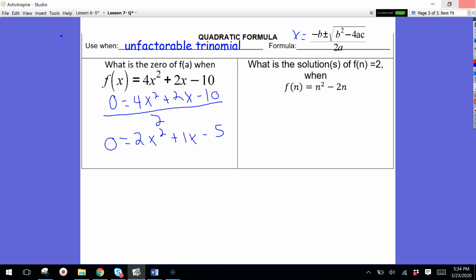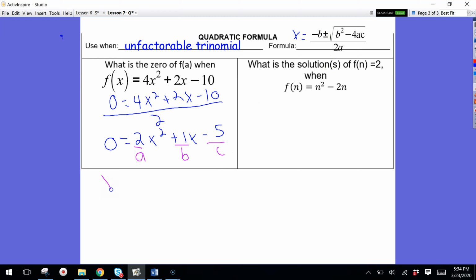So now I'm going to label all of my coefficients here. My 2 is going to be my a, 1 is going to be b, and then negative 5 is going to be c. I underlined here just to make sure that I'm using the sign. So 2 and 1 were positive, but the negative 5, the c here, was negative. And so now all we have to do is plug into our formula.